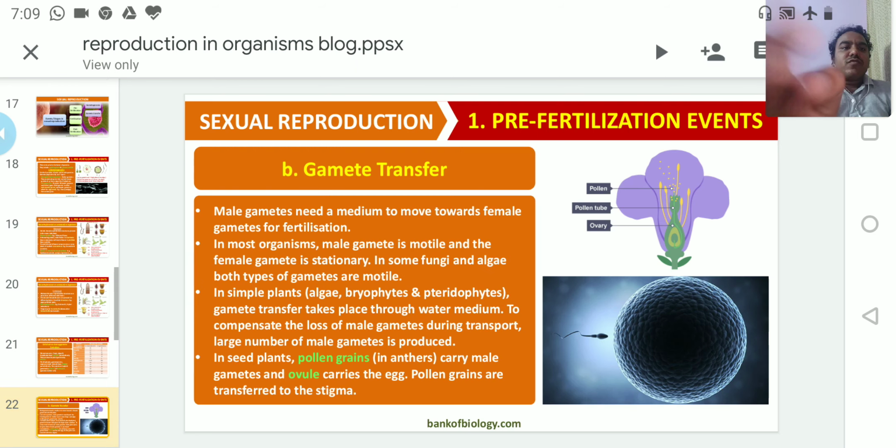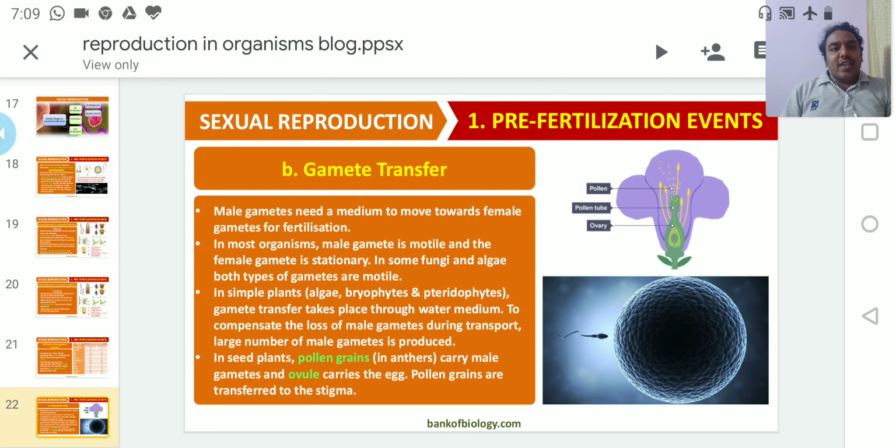Okay, so after this one, what is the important event? It is which comes under pre-fertilization events, the gamete transfer. Gametogenesis is the formation of gametes. After that, for the successful fertilization, they have to transfer. Okay, for the purpose of the successful process of fertilization, they have to transfer. If they don't transfer, this process will be completely wasted. Okay, gametogenesis will be wasted. For the continuity, this gamete transfer is very important.